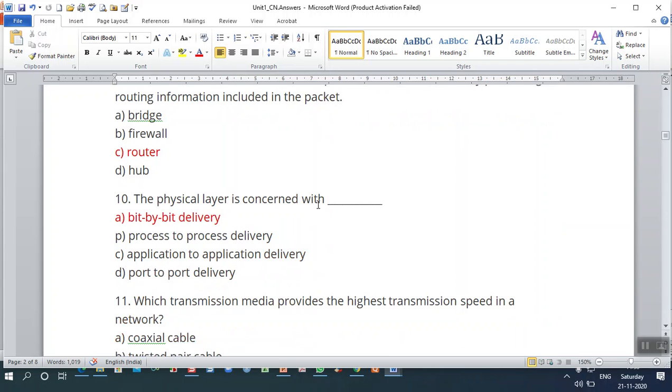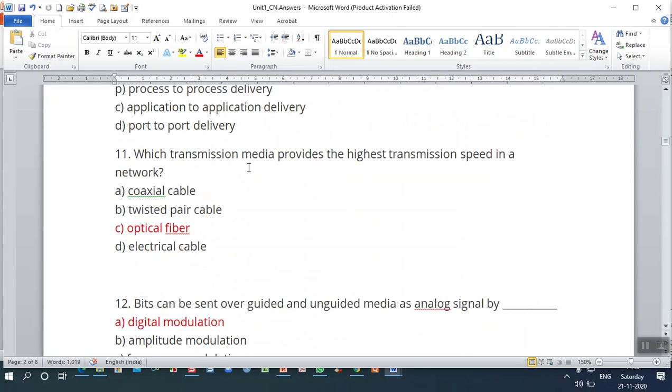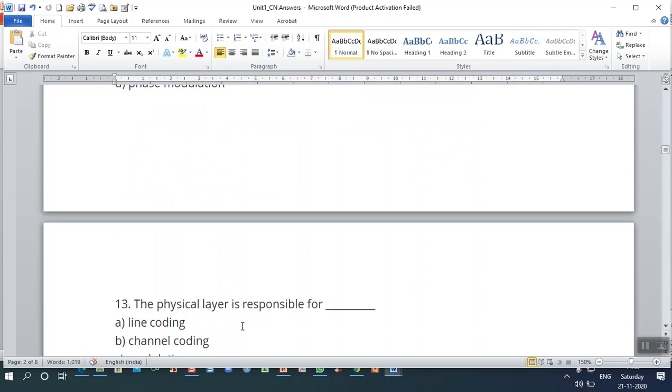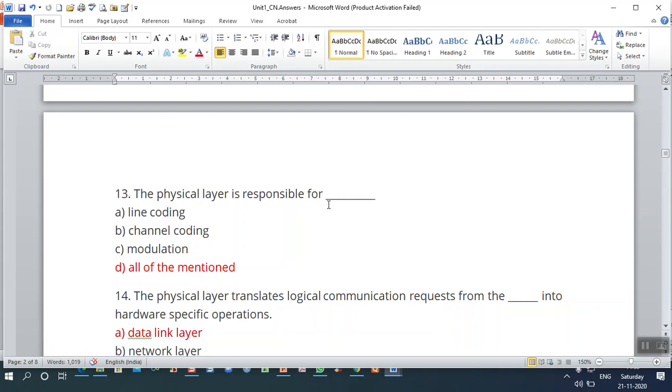The physical layer is concerned with bit by bit transmission. Which transmission medium provides the highest transmission speed in a network? Optical fiber. Fiber optic cable only provides the highest transmission rate. Bits can be sent over guided and unguided media as analog signals by digital modulation. I told analog to digital, digital to analog. Both are possible. Is it not? The physical layer is responsible for line coding, channel coding, modulation. All of the above. Right? All three responsibilities will be associated with the physical layer.